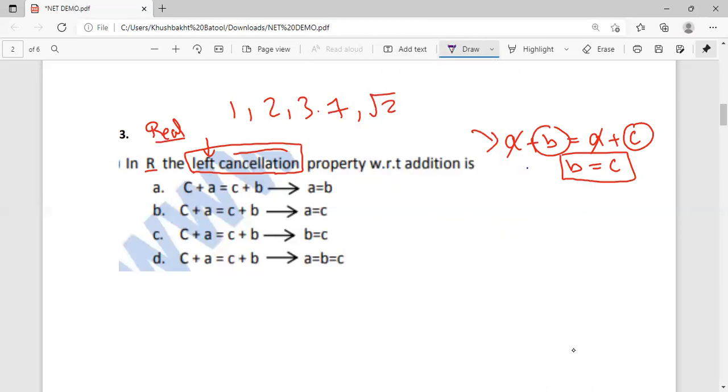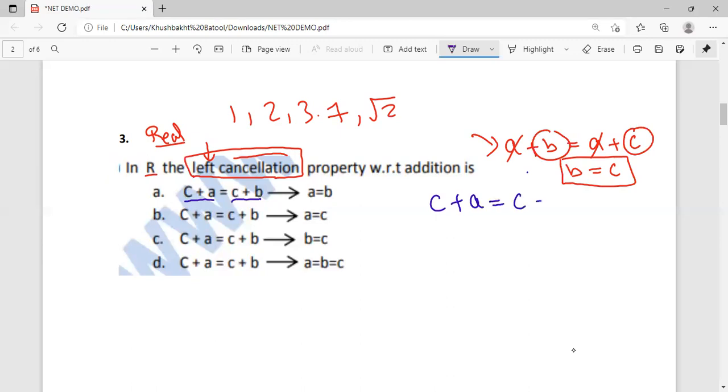The very first option says C plus A equals C plus B. Forget that this is a rule, a law, left cancellation, real numbers, etc. Just think of how you do maths. This is your equation. In order to simplify this equation, you would definitely cancel C and C, and you will get A equals B, right? Here C was at the left position on both sides of the equation. This is why it's called left cancellation. C has been cancelled, and you got A equals B. So A is the answer.